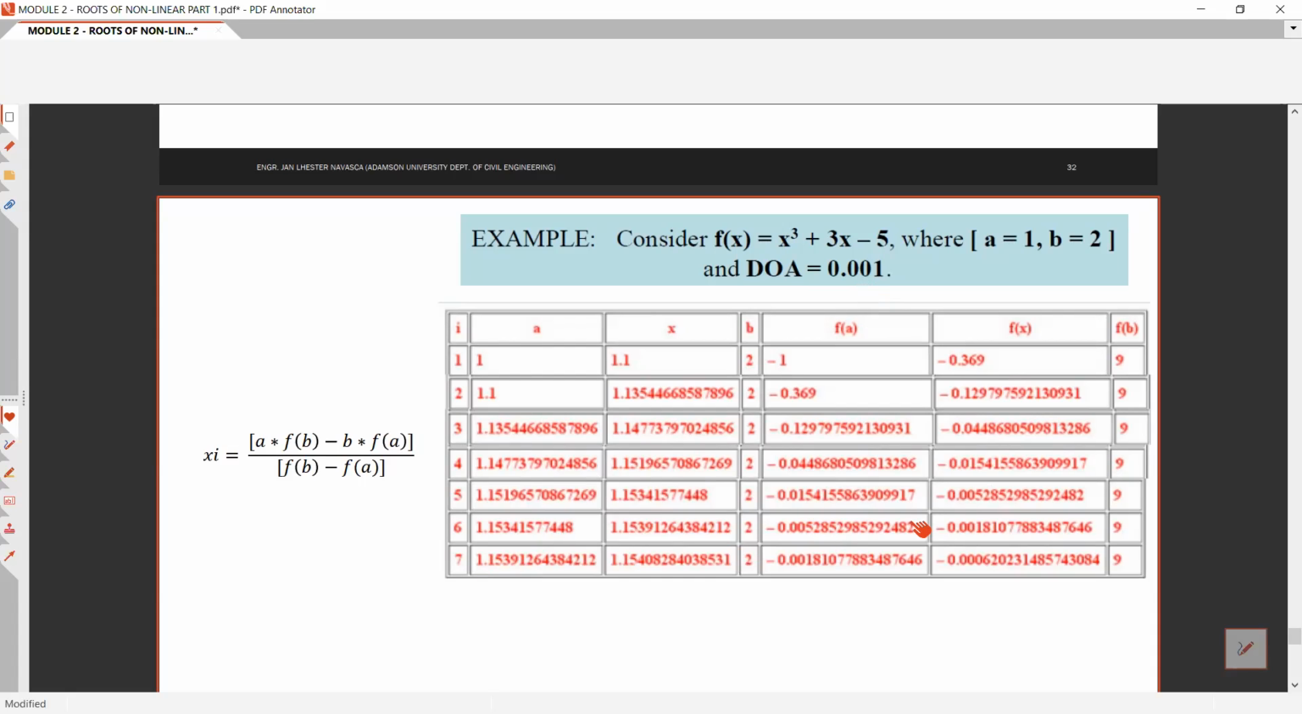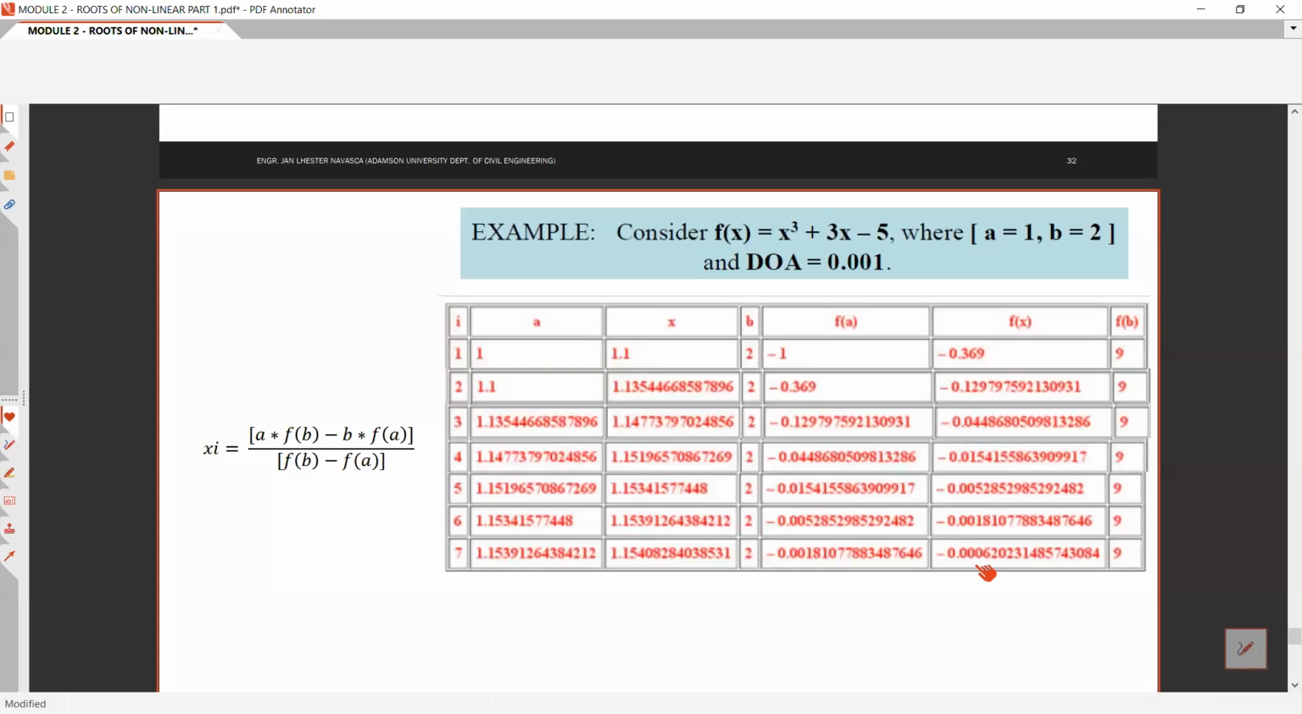So to move on for the next iteration, check again f of x multiplied by f of b. Sila yung nag-negative. Then therefore, papasok ulit doon. Okay? After that, check the f of a, f of b, then solve again xi. Okay? Then solve again f of x. Pwede na ba? 0.0006, 0.001? Yes, pwede na. Degree of accuracy is pasok.